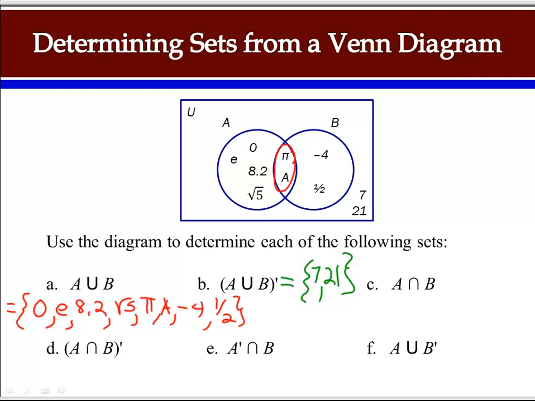The third one, part C, asks us to find A intersect B. Remember that the intersection is the set of all elements contained in both set A and in set B, represented on the Venn diagram by the overlapping area. In this case, just 2 elements, pi and A.